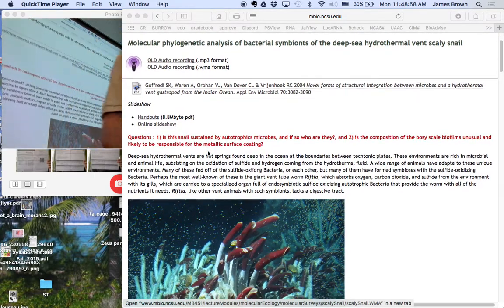So we're going to do another example of this kind of identifying a specific organism and then looking at a microbial population. And the paper we're talking about is this paper from Applied Environmental Microbiology. It's a little old now, but it's got some really cool stuff in it. Novel forms of structural integration between microbes and a hydrothermal vent gastropod from the Indian Ocean. Now, what in the world does that mean?